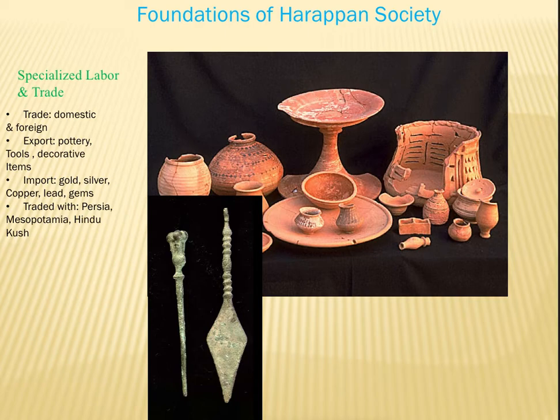Some of the things that they would import were gold, silver, copper, lead, and gems. And usually they traded with the people around them. So they traded with the Persians, who we'll get to later. They traded with Mesopotamians and within their area in the Hindu Kush area.